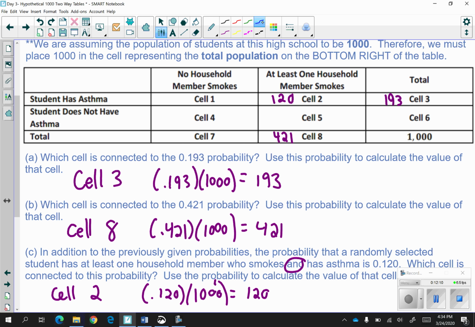Before you continue on and find other probabilities using this information, you have to fill out the rest of the table. Why don't you pause the video and then resume it once the table is fully completed.